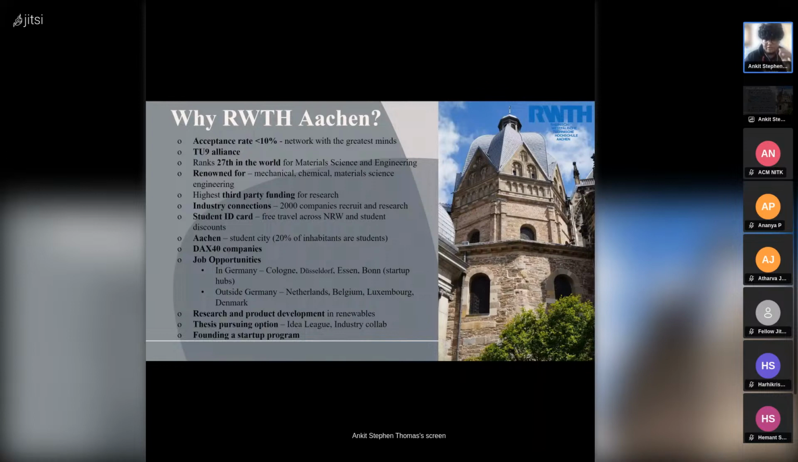And there's something called DAX 40 companies. These are the top 40 companies that are listed in the Frankfurt stock market, and there's an untold rumor that these DAX 40 companies majorly recruit people from RWTH Aachen, because of the strong technical capabilities, right? And then the job opportunities in Germany and outside Germany are wild, because if you see the geographical position of Aachen, it's pretty strong, right? And the research and product development in renewables for Aachen, again, is top notch.